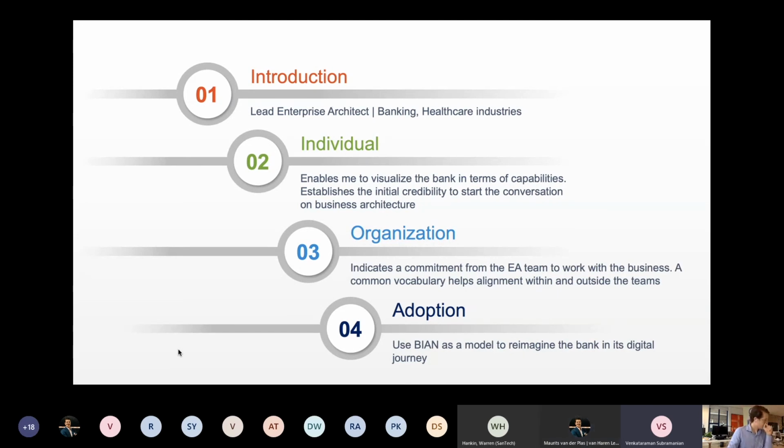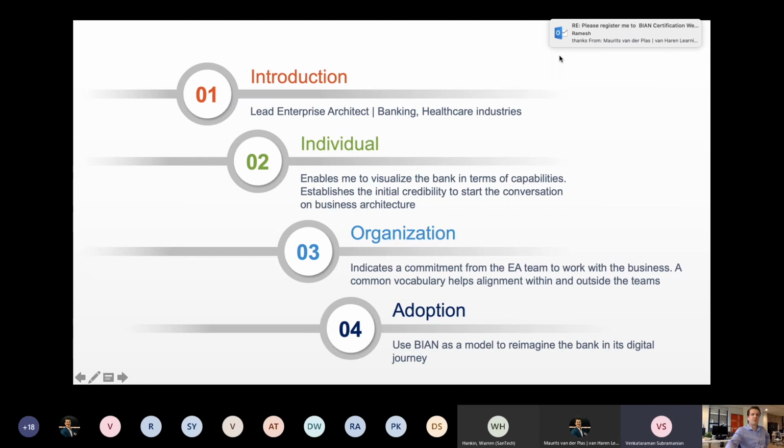As an individual, last year I took the BIAN certification. One of the important takeaways for me was having the credibility to start a conversation with the business stakeholders and even within the larger IT community. And the reason I say that is, in terms of viewing a bank in terms of capabilities, I think the service landscape just provides it off the shelf. That's the first thing that caught my attention. I was really keen to know more about it once I saw the service landscape.